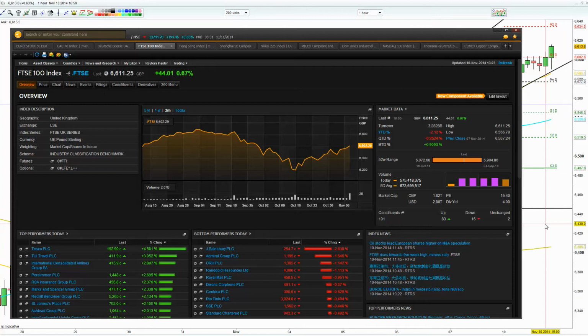Obviously there was an H&S formation on the FTSE set up on a 60-minute chart and a 10-minute chart with a gap fill below. And given the fact that there are growing concerns with Palestine and Israel, with 2 more people killed today, certainly an escalation there. Obviously the Iraq situation with an additional 1,500 troops, and adding the fact that you've got the Ukraine situation that's still brewing as well.